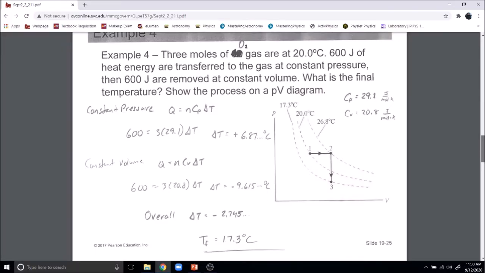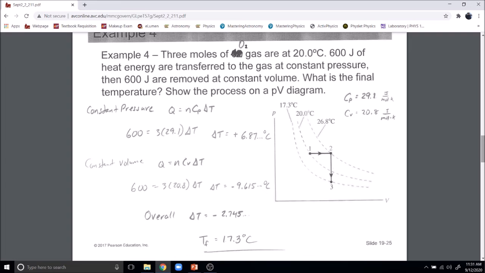Let's check out example number 4 here. We've got 3 moles of O2 gas, diatomic, at 20 C. We have 600 joules of heat energy transferred to the gas at constant pressure. Then 600 joules are removed at constant volume. We want to know what our final temperature is, and we want to show the process on a PV diagram.